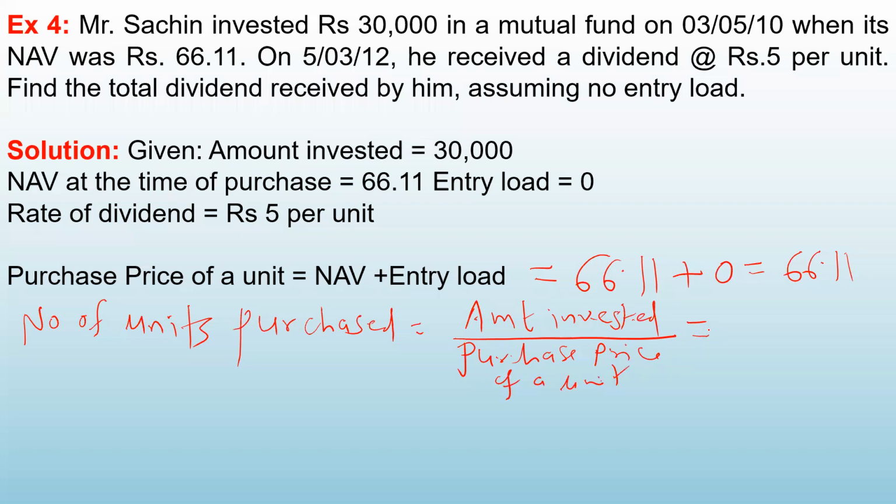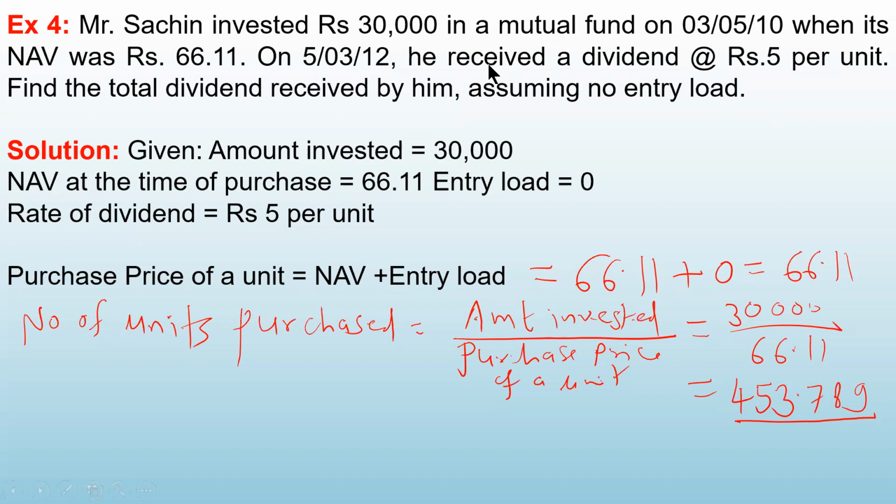Amount invested is 30,000 and purchase price is 66.11. Find out how much you will get. So 30,000 divided by 66.11 gives you 453.789. So these many units are purchased, correct?